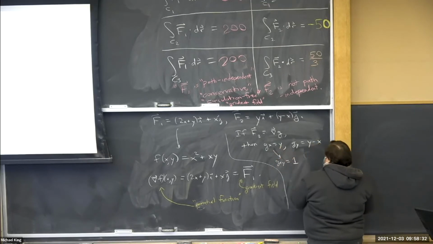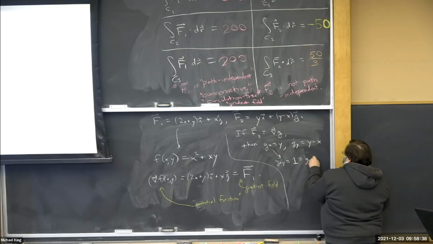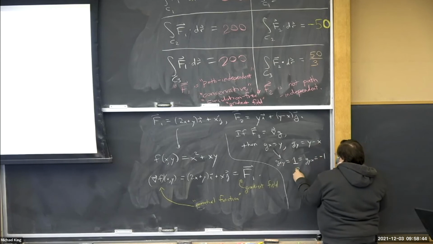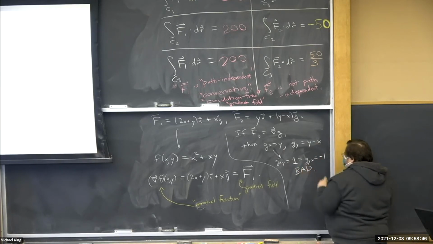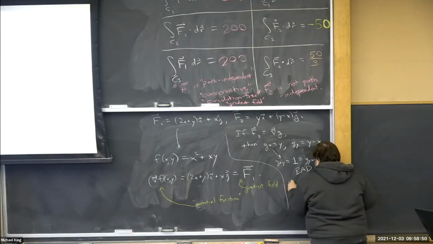Because that's the partial y of that. But g sub yx is supposed to be equal, and the x derivative of that is -1. That's bad. I can't have 1 equals -1. So this is not a gradient field.